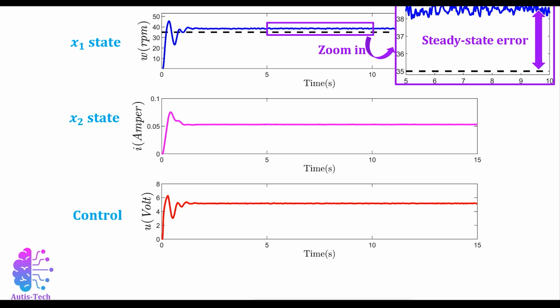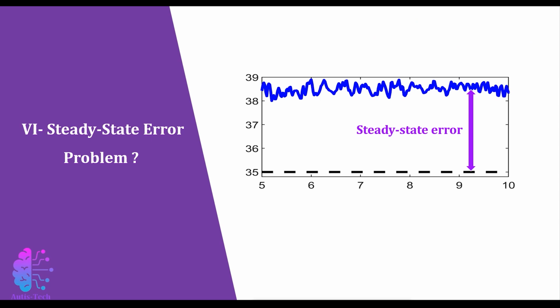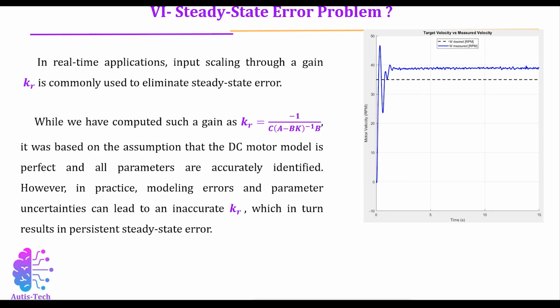One question that arises is, how can we address this inherent limitation in pure state feedback control? Later in this video, we will show how to eliminate this issue by introducing integral action to eliminate the steady-state error and achieve better tracking. In real-time applications, input scaling through a gain KR is commonly used to eliminate steady-state error.